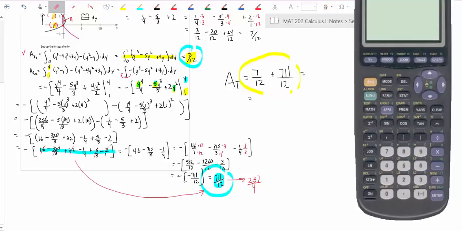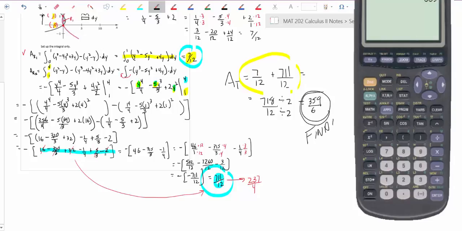Let me fix this. Okay, so we got 718 divided by 12. You can divide by 2 for sure. So if you do 718 divided by 2, you're going to get 359. And then 12 over 2 is going to be 6. So that's actually the final answer right there.